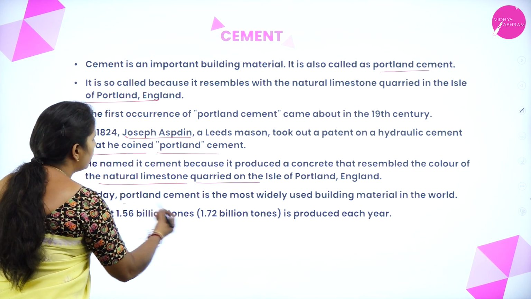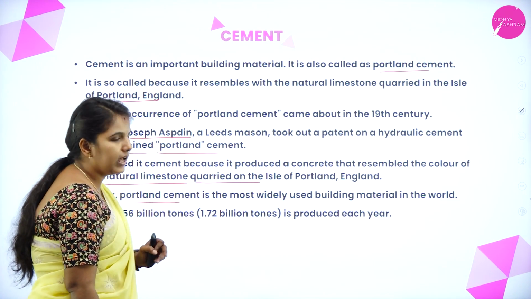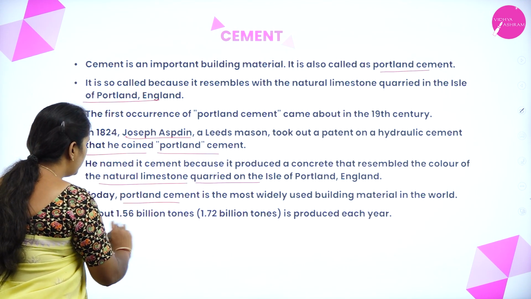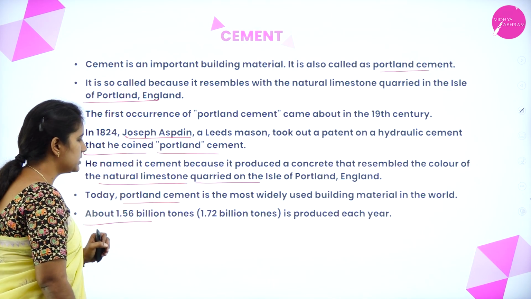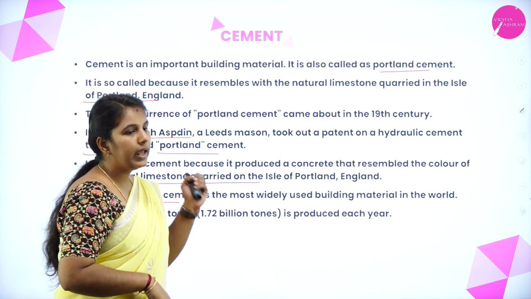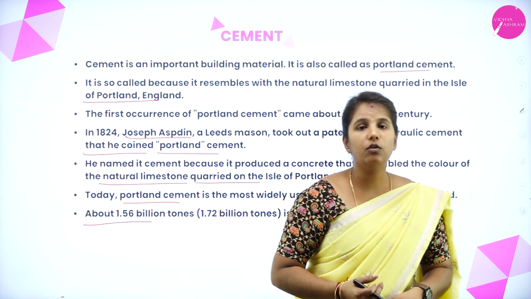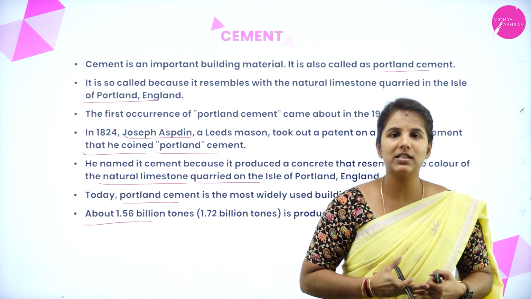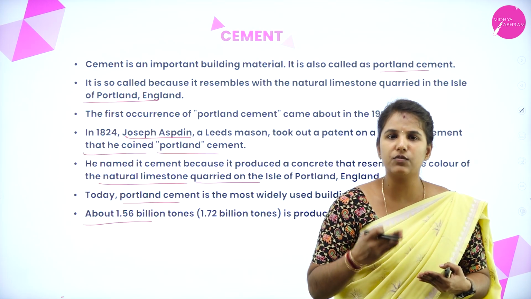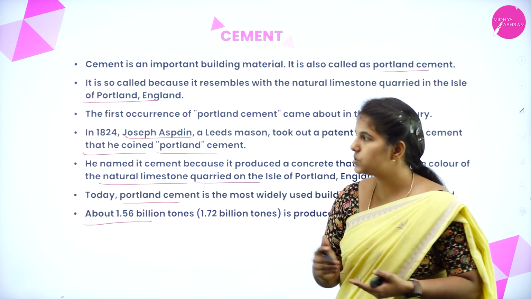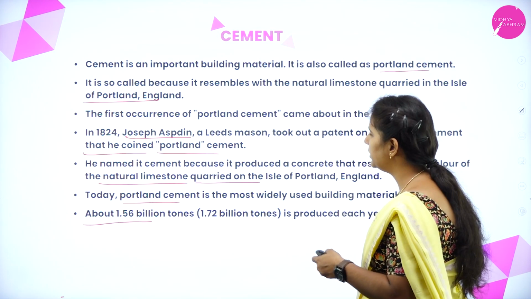Today Portland cement is widely used as one of the raw materials to make buildings, and about 1.56 million tons are produced every year. There is a small story behind why it is called Portland cement: it was first found in Portland, England, and it was found out by Joseph Aspdin.